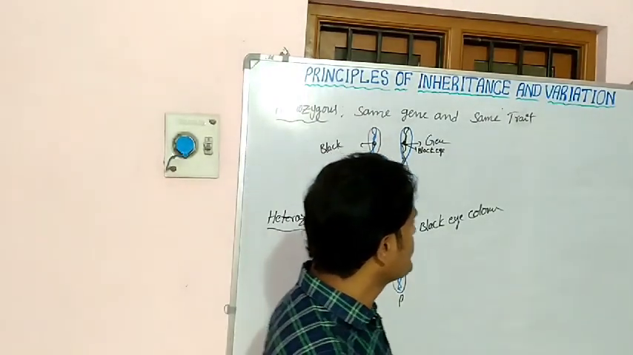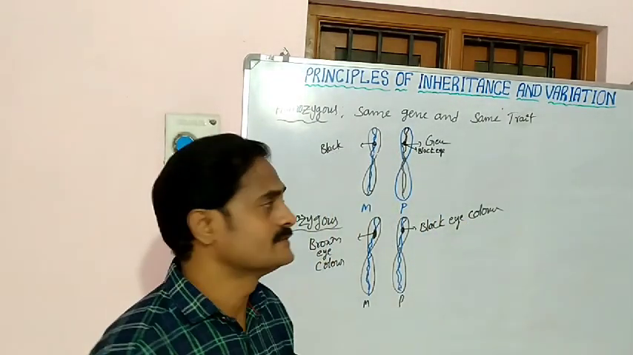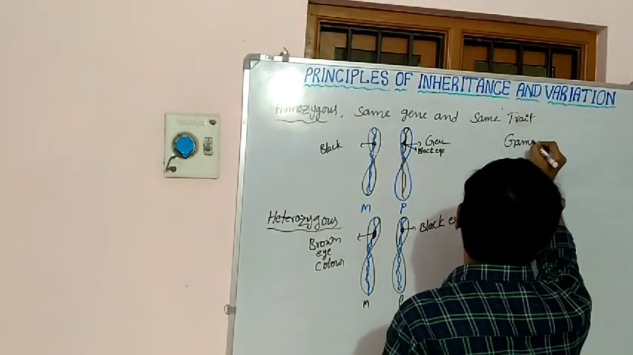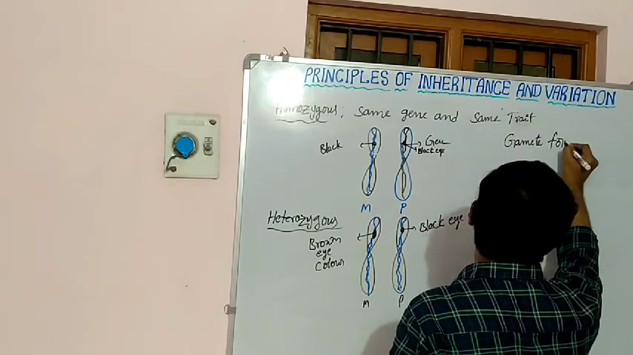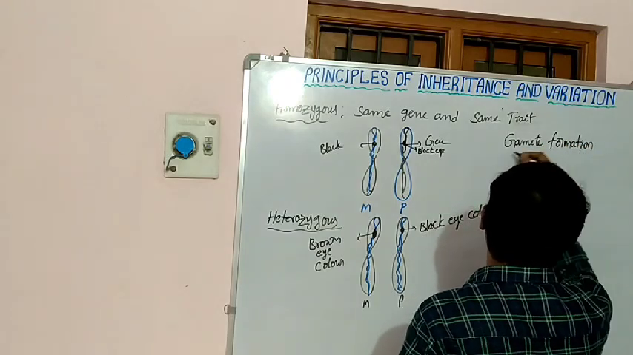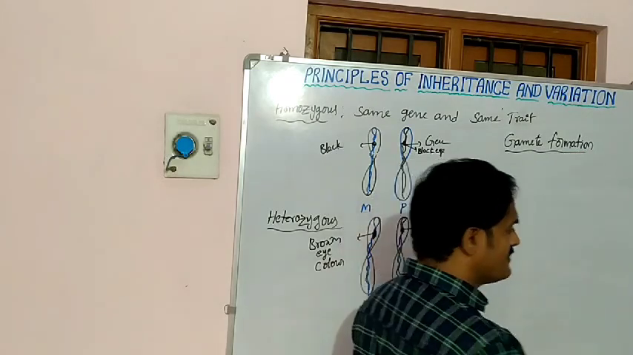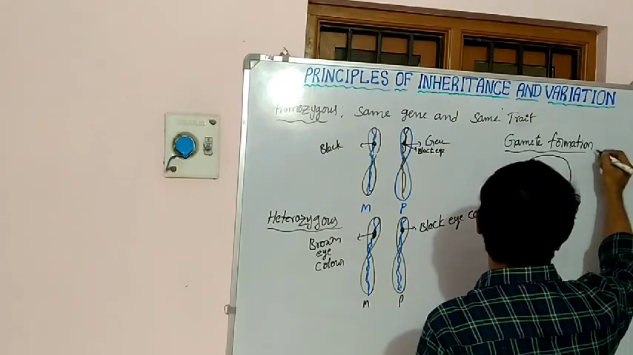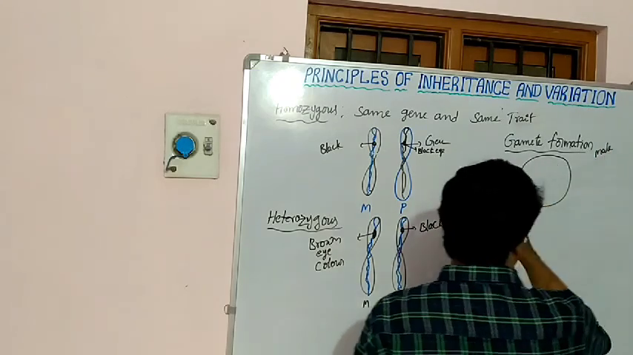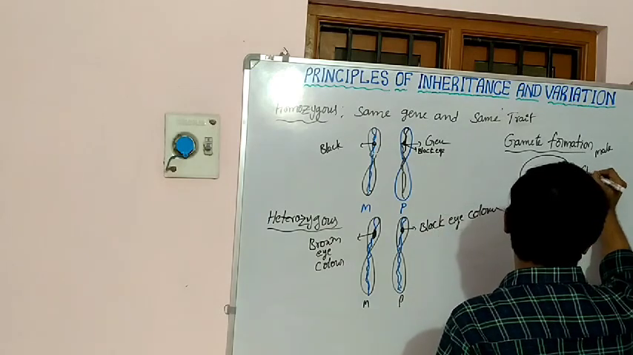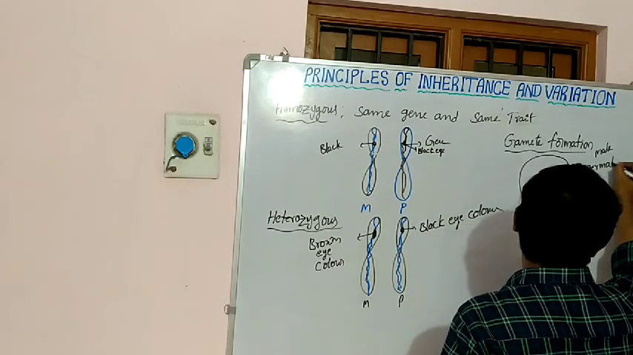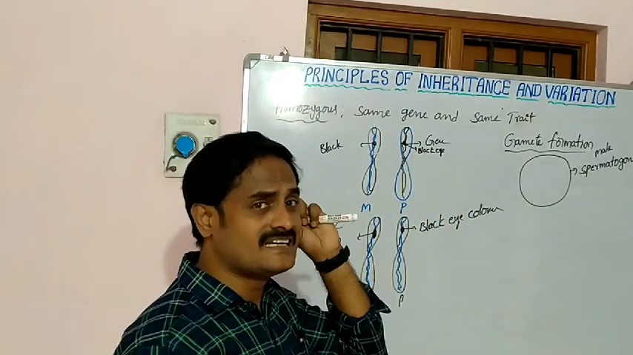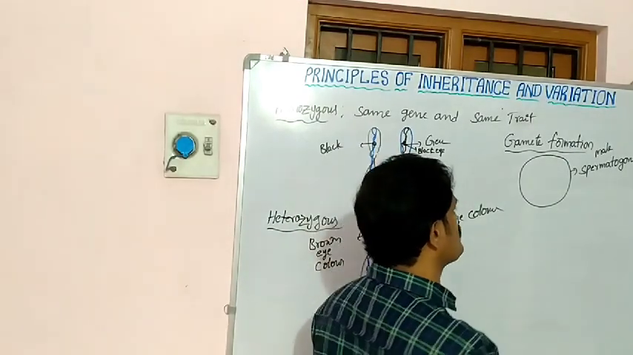Okay, now finally one more important keyword, that is gamete formation. For example, I will take one gamete. How does the gamete form? In the male, I will take the spermatogonia cell. This spermatogonia cell consists of chromosomes like this.